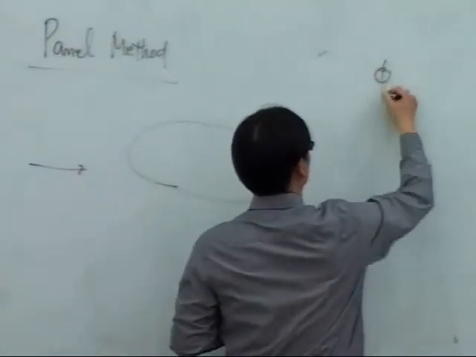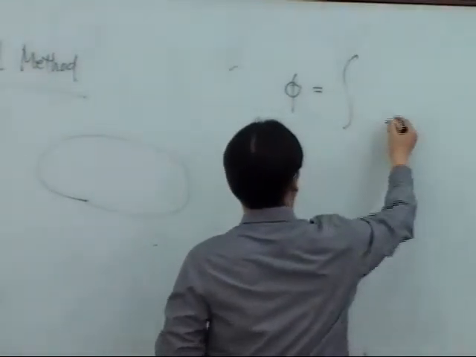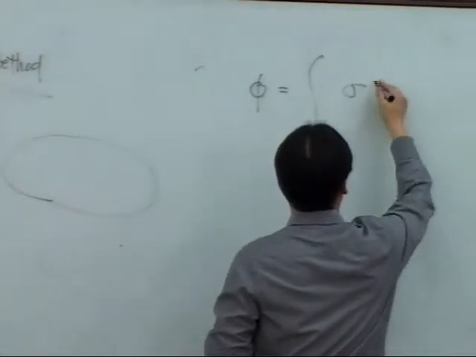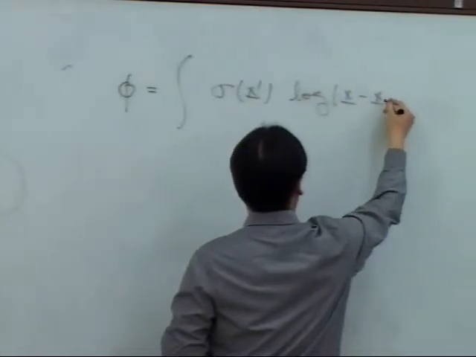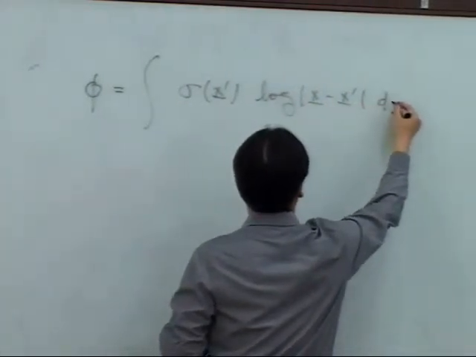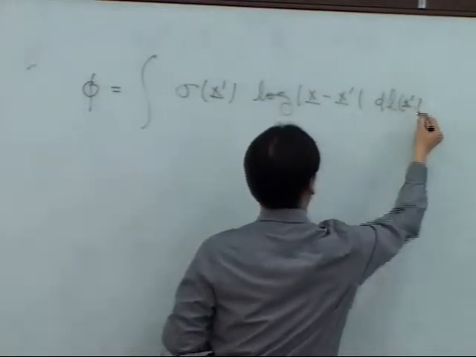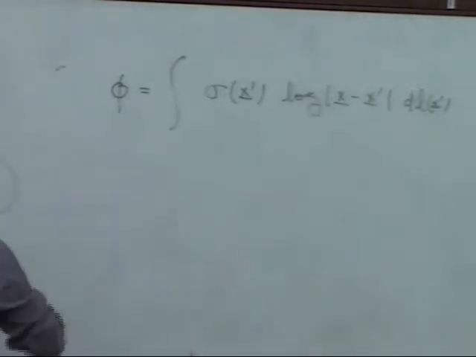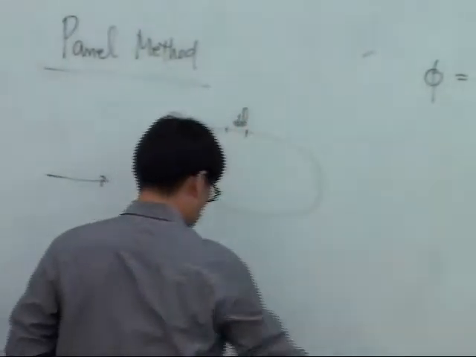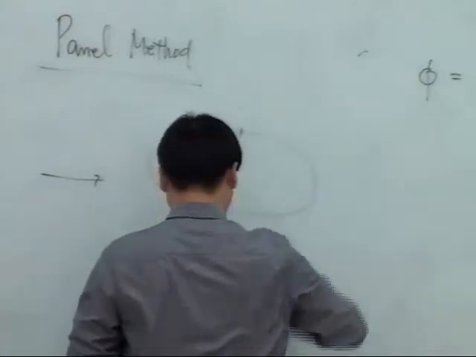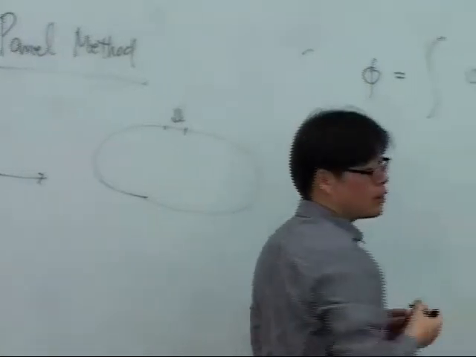You write the velocity potential as a summation, as a distribution of sources along the body geometry or body surface. So dl is this. And sigma is the strength of a source.